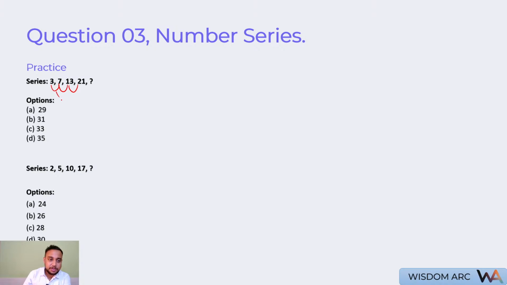So what is the difference between 3 and 7? It's 4. 7 and 13, what's the difference? It's 6. 13 and 21, 8. So the difference is increasing by 2. Plus 2 gives 10. So 21 plus 10 is 31. Option B is again the right answer. Next question.